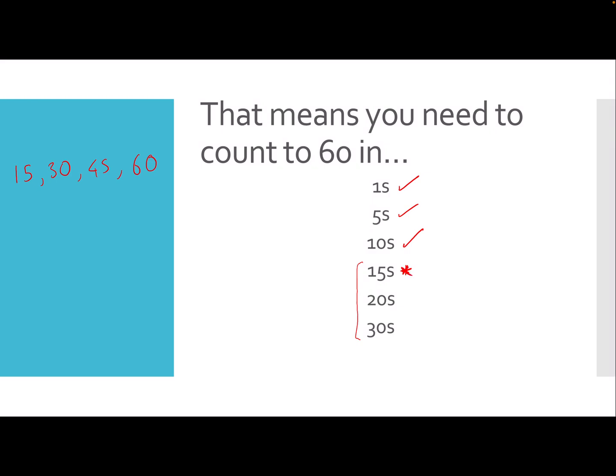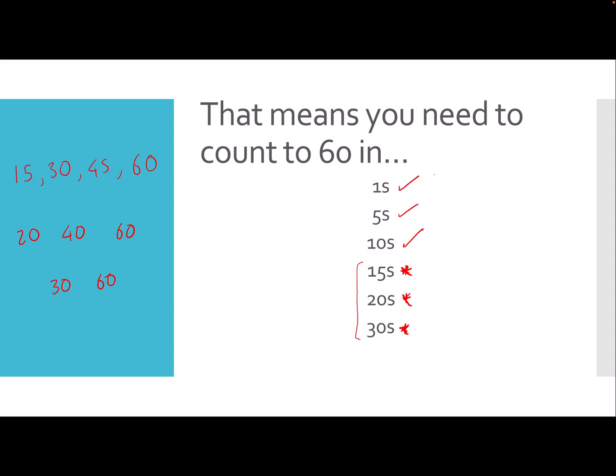Counting in 20s is a bit like counting in 2s. You've got 20, 40, 60. There's only 3 of them. That's really easy. So you've probably never done it, but you probably can. And counting in 30s to 60 is easy. It's 30, 60. That's it. Sometimes we do go further, and we might say, oh, you've got 90 minutes, meaning an hour and a half, but you don't need to worry about that at the moment.